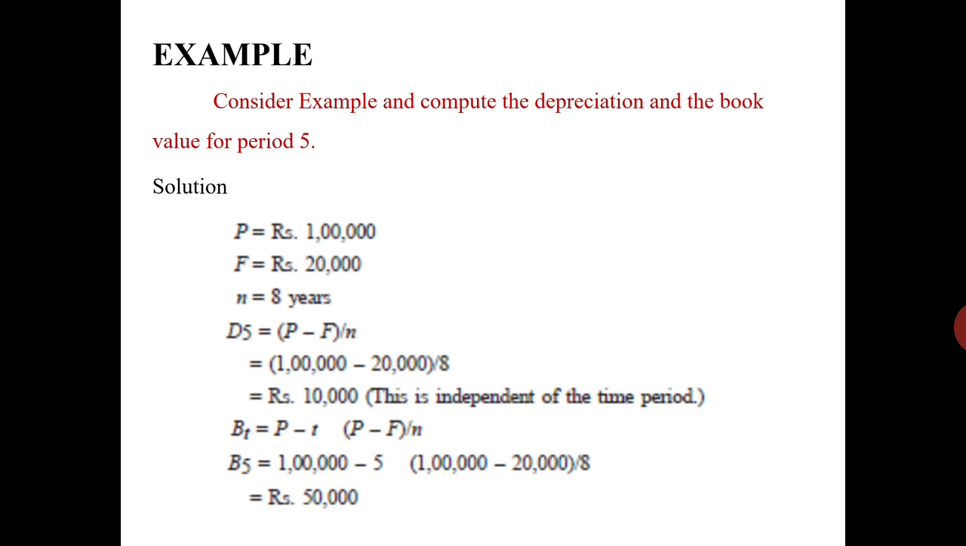And next we should find the book value in the 5th year. That formula is Bt equal to P minus t times (P minus F) divided by N. Substituting the given values in this formula, B5 equal to 1 lakh minus 5 times (1 lakh minus 20,000) divided by 8. Finally we got the book value of the 5th year as rupees 50,000.